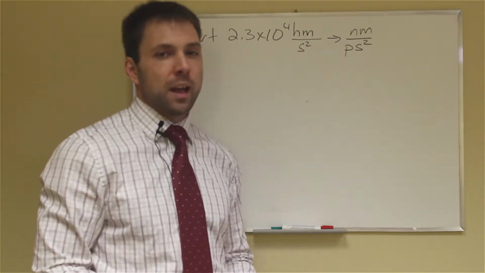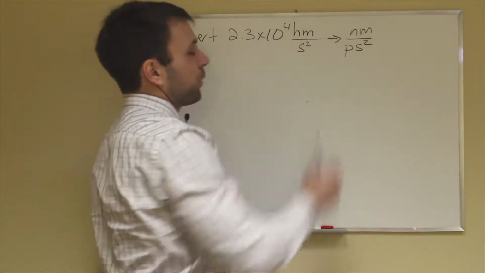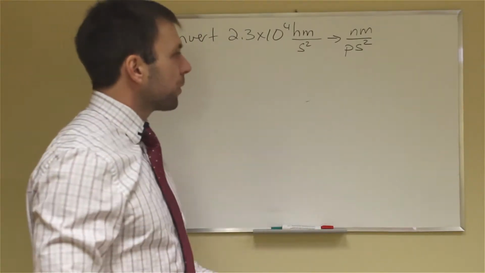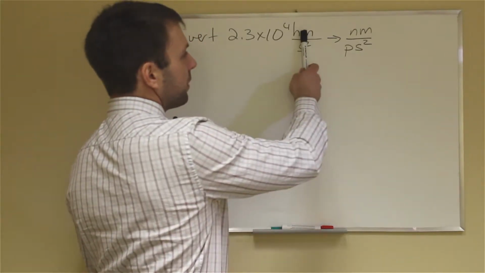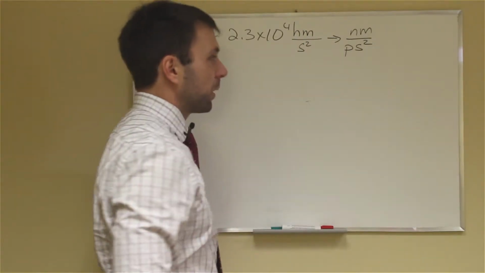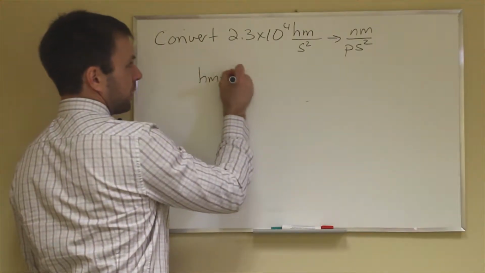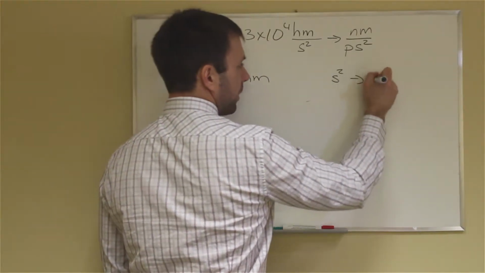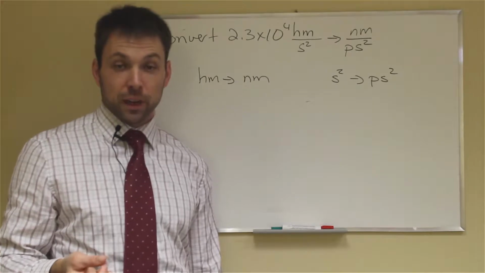Now, typically we have meters per second squared or kilometers per hour squared, but these are perfectly valid units for an acceleration. Now, to make this conversion, the first thing we need to realize is that we actually have to make two conversions. We have to go hectometers to nanometers, and seconds squared to picoseconds squared. So we need to find both conversion factors.